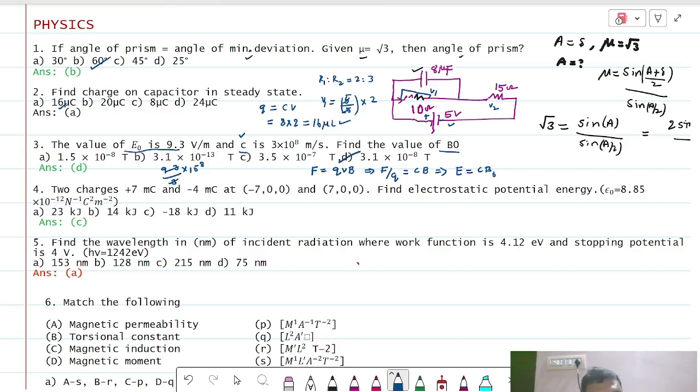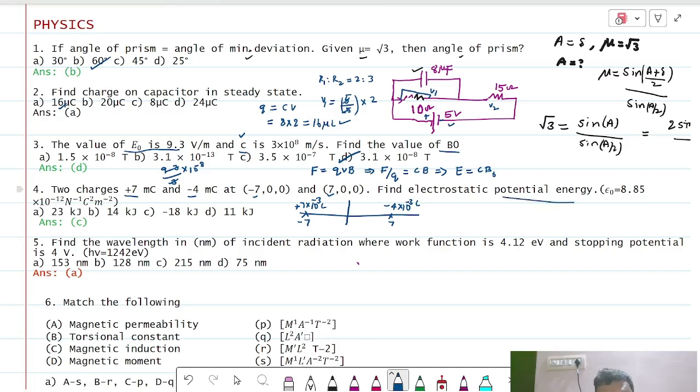Now coming to this question. Two charges. One is positive 7 millicoulombs, this is not micro, millicoulombs, and the other is minus 4 millicoulombs, both in the same unit. On the x-axis, one is at minus 7, that is 7 into 10 power minus 3 coulombs, and one is at 7, which is minus 4 into 10 power minus 3 coulombs.